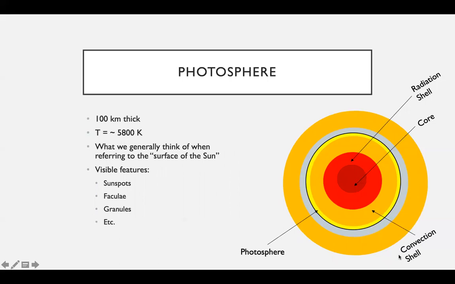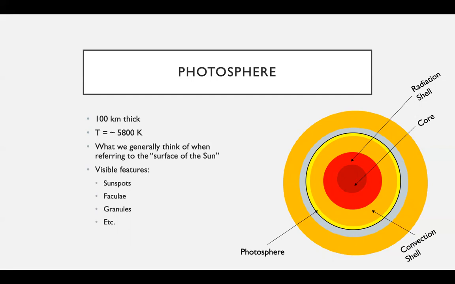Right outside the convection shell, we have the photosphere. Now, the photosphere is 100 kilometers thick, has a temperature of about 5,800 Kelvin, and is what we generally think of when we refer to the surface of the sun. So it's what you see, the solar disk, what you would see if you could look at the sun.